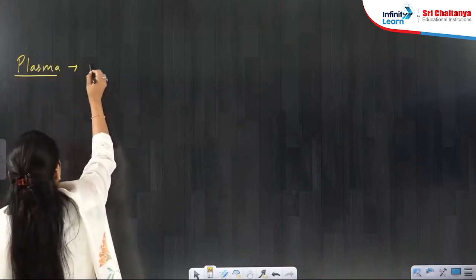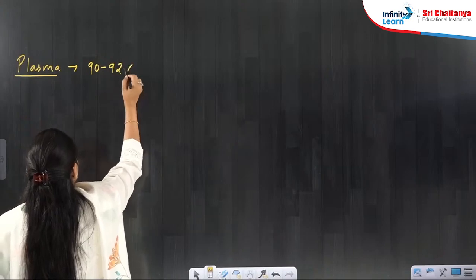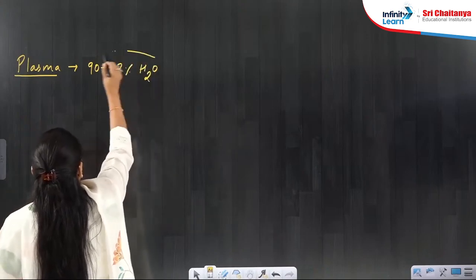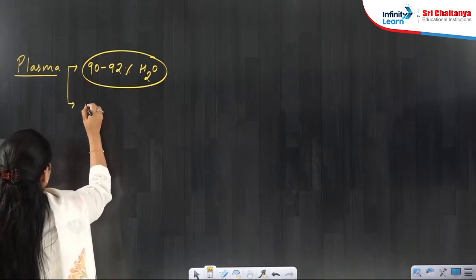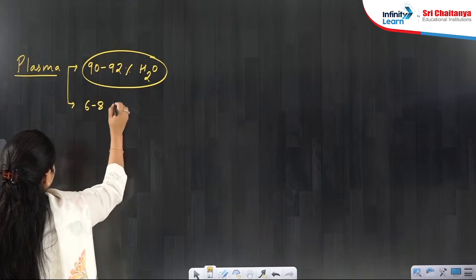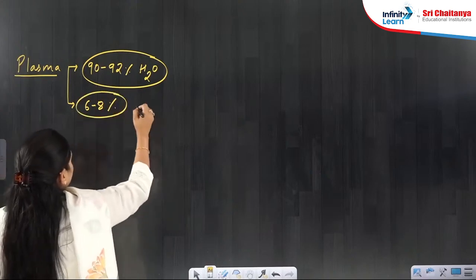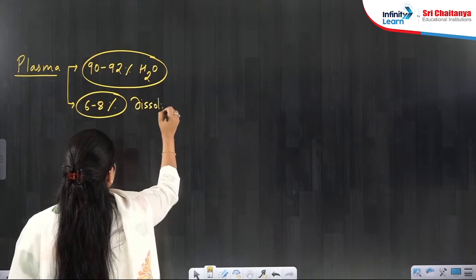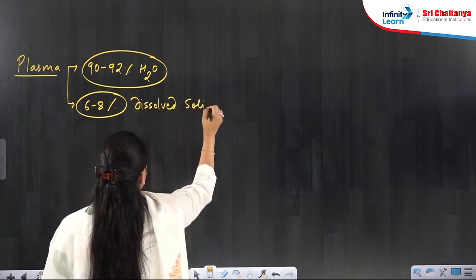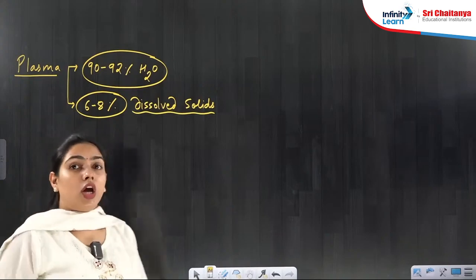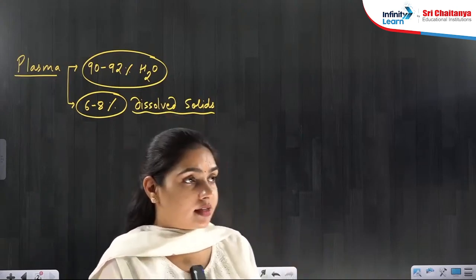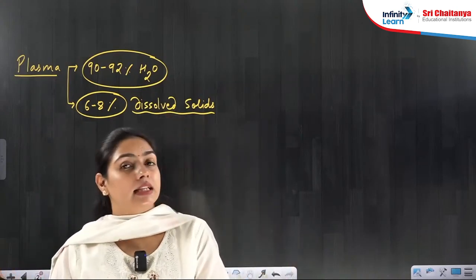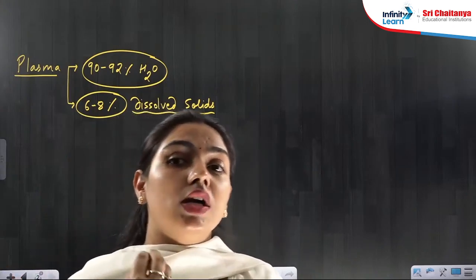In the plasma, 90 to 92% is water, H2O. And the rest, 6 to 8%, is the dissolved solids. So the majority, 90 to 92%, is water and 8% is the dissolved solids. Right? If 92% is water, 8% are the dissolved solids. What is the meaning of this dissolved solids?